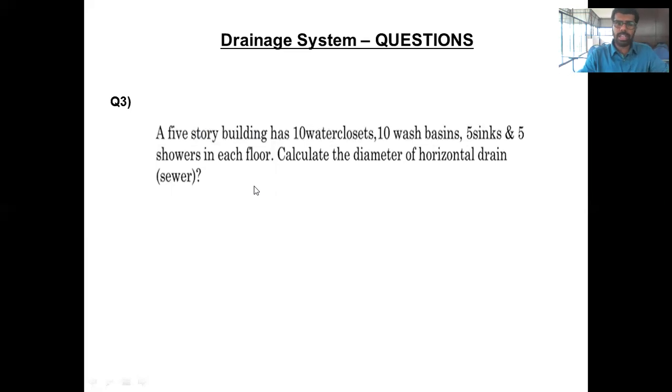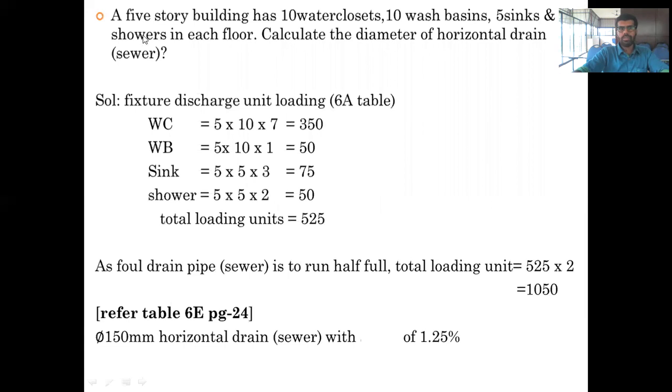A 5-story building has 10 water closets, 10 wash basins, 5 sinks, and 5 showers on each floor. Calculate the diameter of the horizontal drain. So this is solved using the fixture discharge unit loading method only.